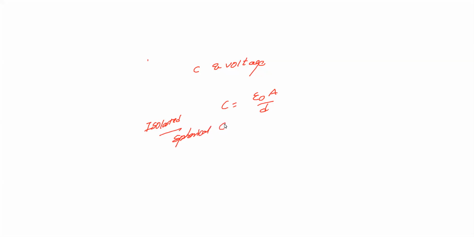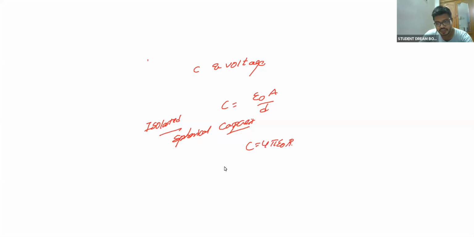We didn't see the spherical capacitor. Sorry, spherical capacitor is different. For an isolated spherical capacitor, C is equal to 4 pi epsilon naught R. Then anyone, what is the unit for C, the capacitor? Farad. Good.